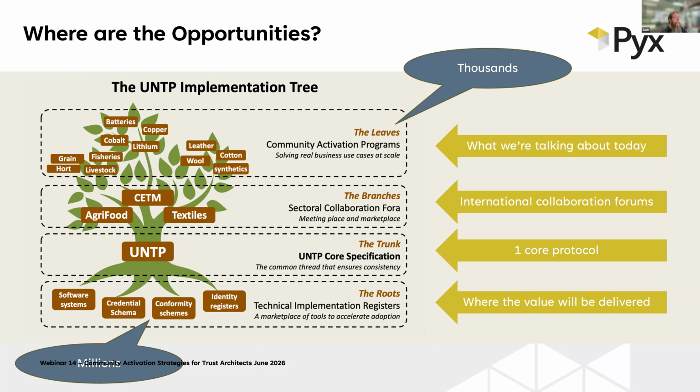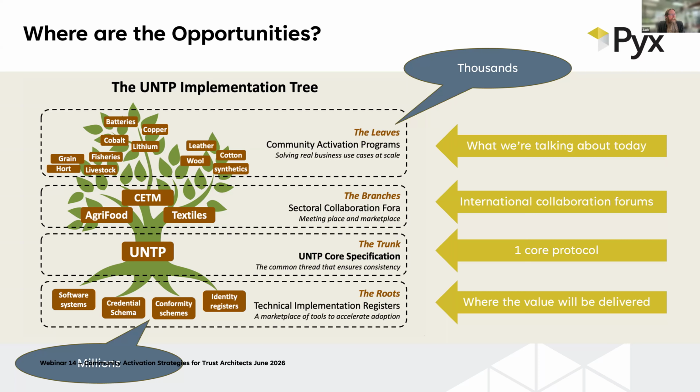At the top of this tree, and this is a new image that's been added to the UNTP site, is the community activation programs. That's our focus today, and it's what we're going to be talking about. On the next slide, I'm going to drill down into the start of a community activation program. I'll walk through what a whole program is, but how do you start one? Because getting started is, I think, the most important step here.